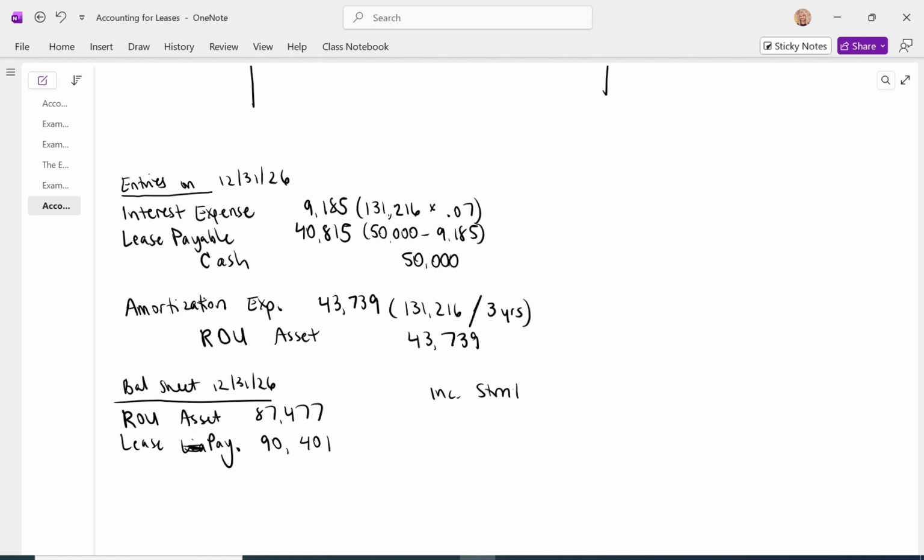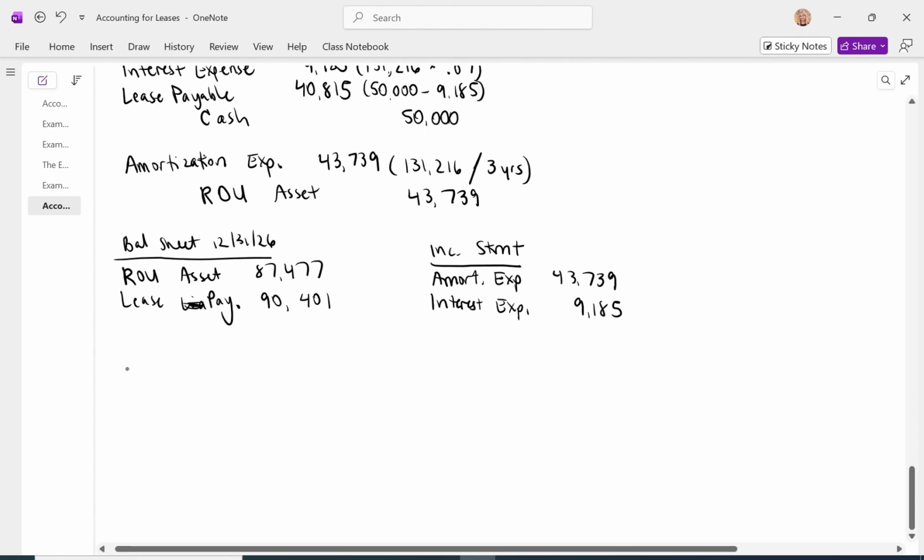And what is going to appear on the income statement related to the lease? We're going to report amortization expense. This will be in the operating section typically. And we'll have interest expense in the non-operating section. And these are coming directly from my journal entries.